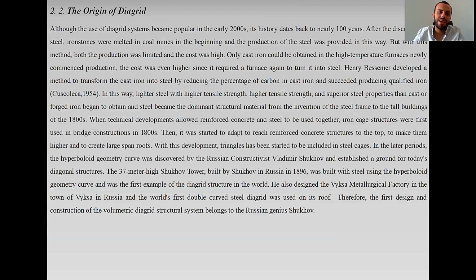The origin of the diagrid. Although the diagrid system became popular in the early 2000s, its history dates back nearly 100 years. After the discovery of steel, iron stones were melted in coal mines in the beginning, and the production of steel was provided this way. But with this method, production was limited and the cost was high. Only cast iron could be obtained in the high temperature furnaces newly commenced.